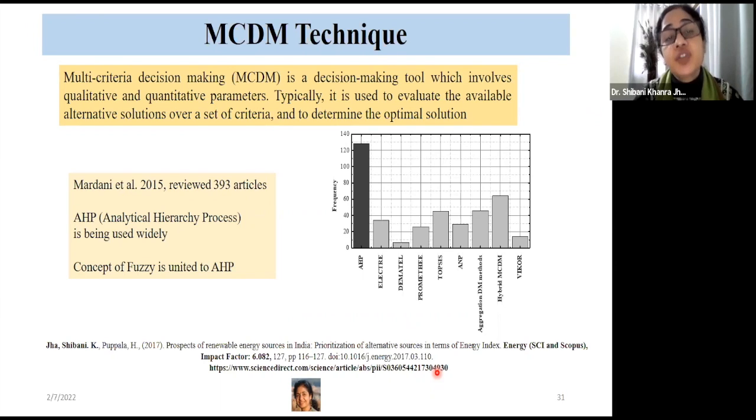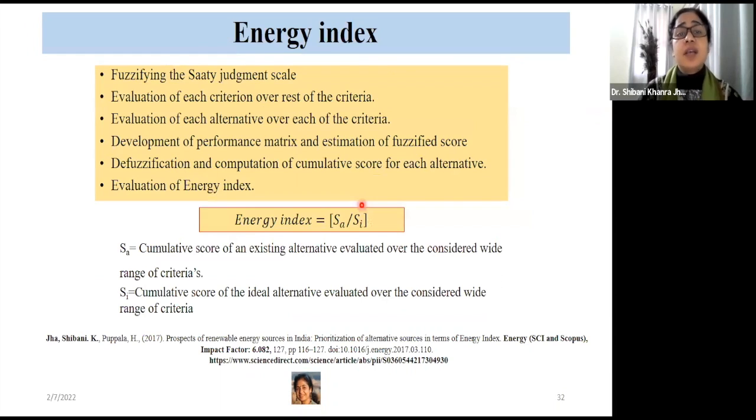All those alternatives need to be evaluated over that set of criteria, and so finally it leads to an optimal solution. So there are various MCDM techniques, which are shown in this particular graph. The AHP technique is a very common technique, which is used almost in this energy domain also. The concept of fuzzy is united with AHP, and this MCDM technique is utilized to do this criteria and alternative analysis.